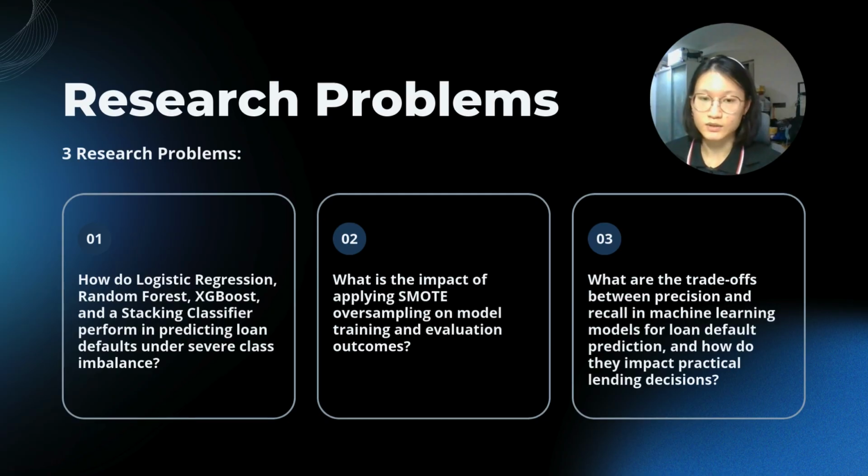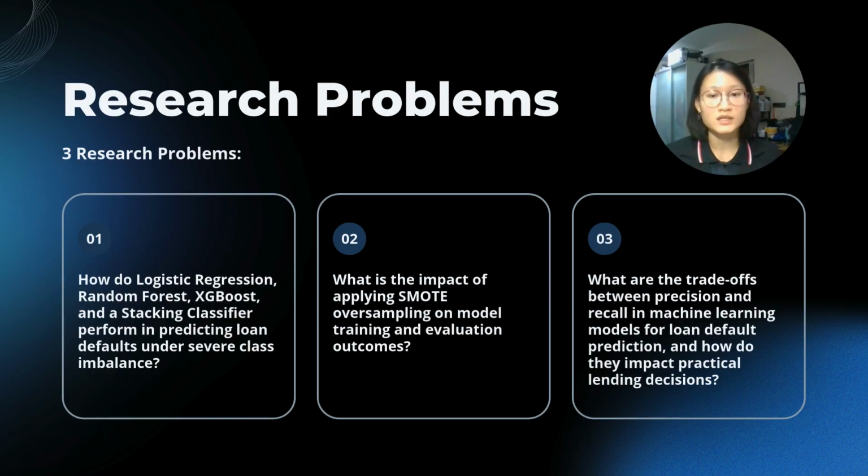So here's our research problems broken down into three key questions. First, we want to understand how well models like logistic regression, random forest, XGBoost, and our novel stacking classifier perform in predicting loan defaults when faced with severe class imbalance like our dataset.